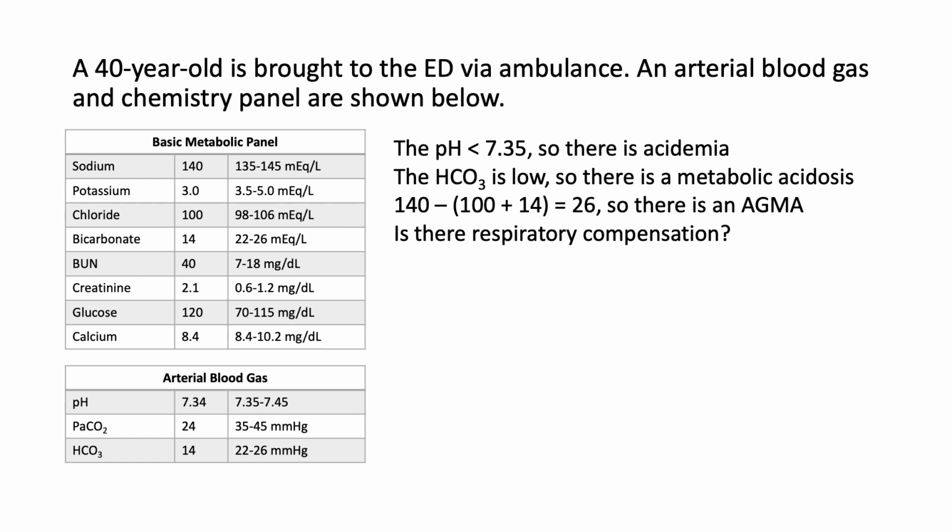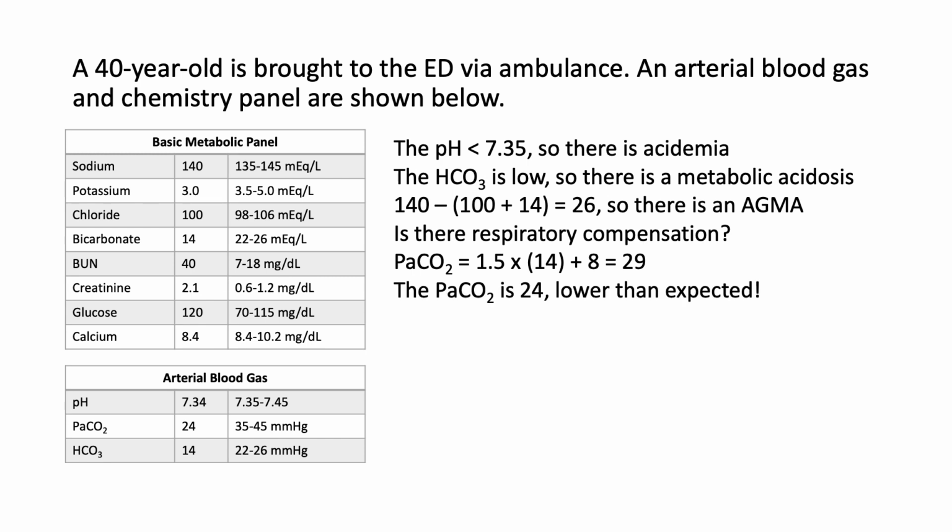So then we ask, is there respiratory compensation? So we use Winter's formula, and we plug in the bicarbonate, which is 14. We get 1.5 times 14 plus 8 equals 29. But we see that on the blood gas, the PCO2 is actually 24, which is lower than expected. So that means that there is also a respiratory alkalosis present.